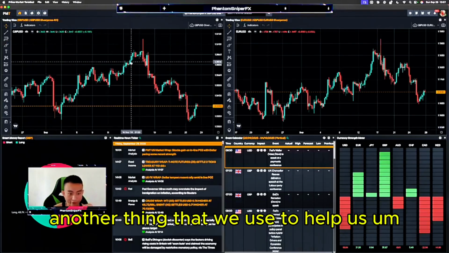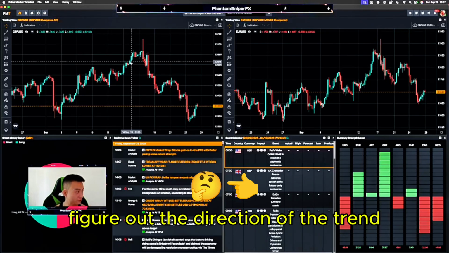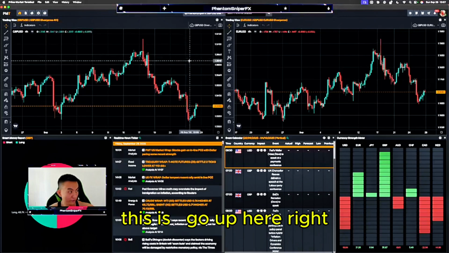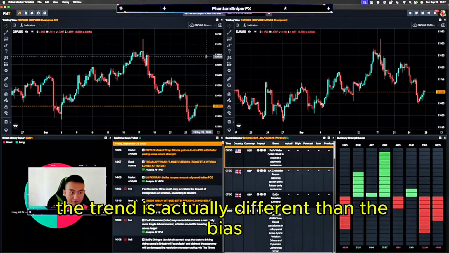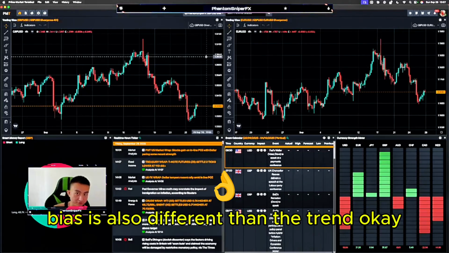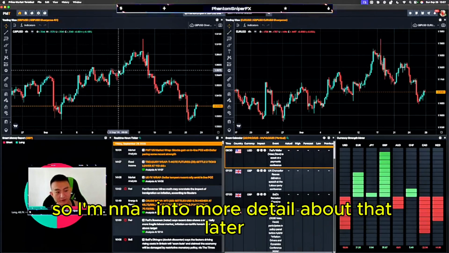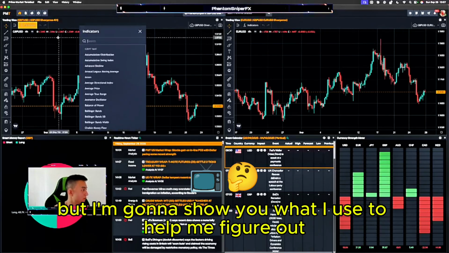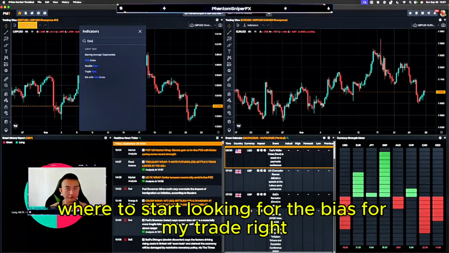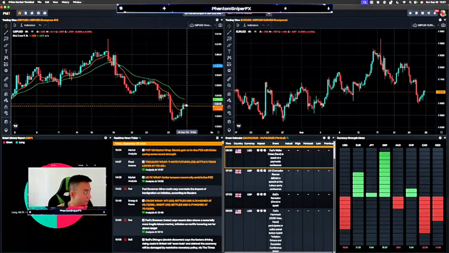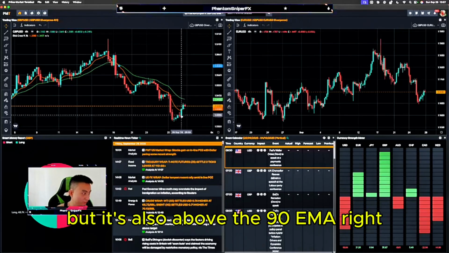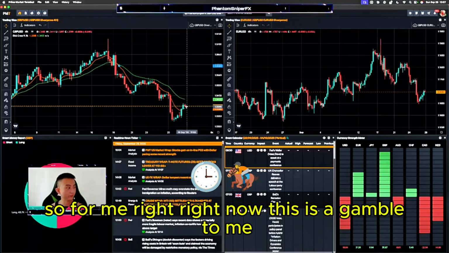Another thing that we use to help us figure out the direction of the trend. Now, when I say trend, I don't mean it's going to go up here or it's going to go down here. No, that's not what the trend is. The trend is actually different than the bias, and the bias is also different than the trend. I'm going to go into more detail about that later, but I'm going to show you what I use to help me figure out where to start looking for the bias for my trade. So as you can see right now, the price is closing below the 26-day EMA, but it's also above the 9-day EMA. So for me, right now, this is a gamble.